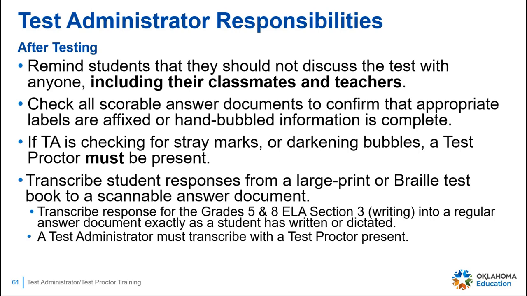Check all scorable answer documents to confirm that appropriate labels are affixed or hand-bubbled information is complete. If the TA is checking for stray marks or darkening bubbles, a test proctor must be present. Transcribe student responses from a large print or braille test book to a scannable answer document. Transcribe the response for the grades 5 and 8 ELA Section 3 writing into a regular answer document exactly as a student has written or dictated. A test administrator must transcribe with a test proctor present.